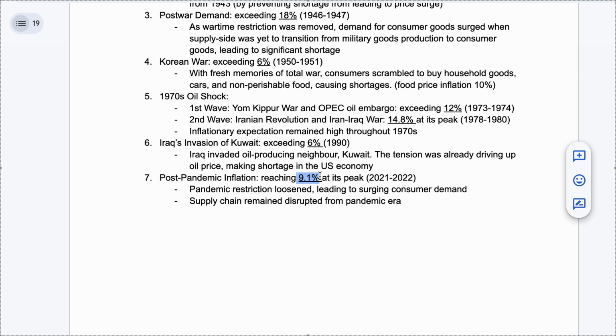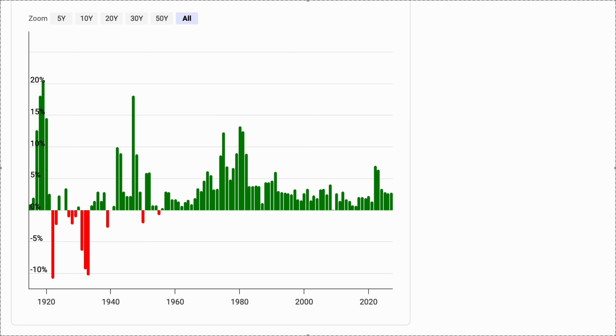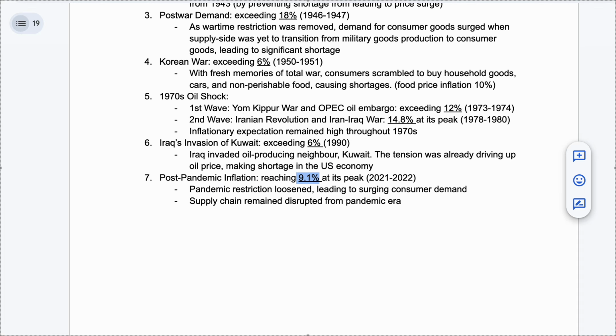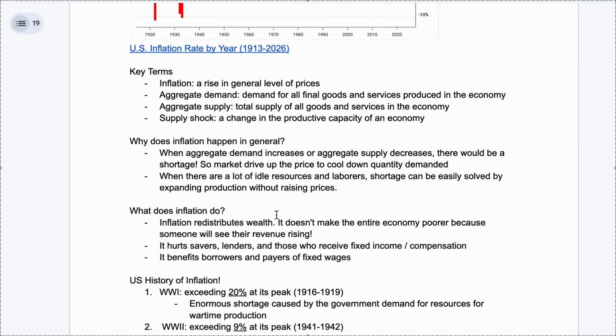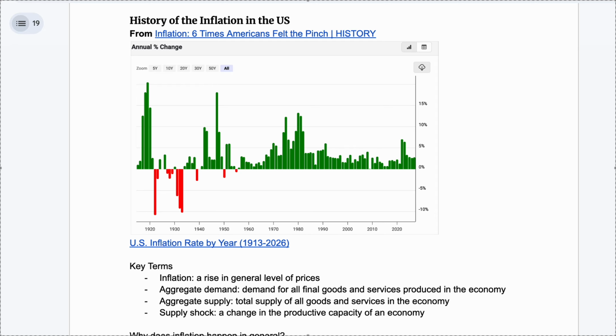9.1%, very painful. People's savings lost a significant portion of their value. They just can't buy as much stuff as before. But inflation did slow down after 2022. But okay, that's it for this video. You just need to know that inflation happens as a result of shortage, and shortage can happen due to two different reasons. They can happen at the same time, or one of them can happen. It's either an increase in aggregate demand, a surge in aggregate demand, or a decrease in aggregate supply, which is the productive capacity of the economy. Thank you.